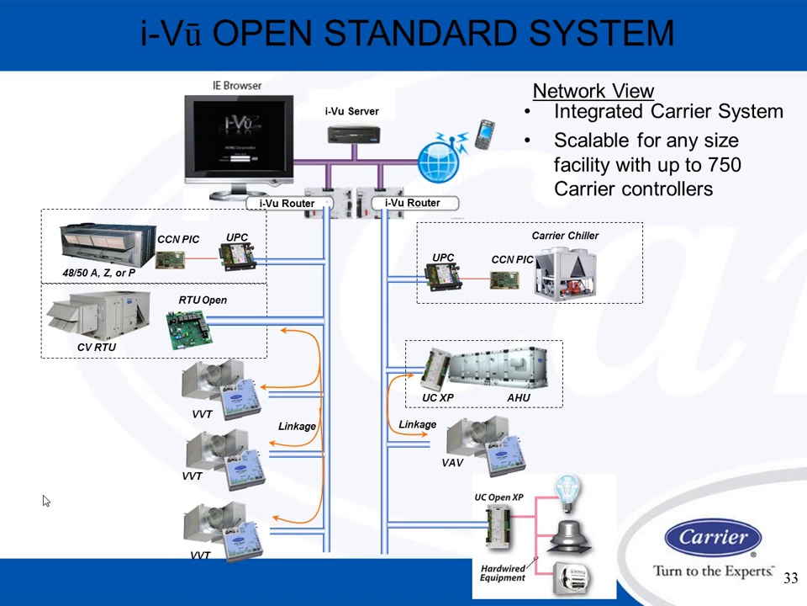On the right side, we're showing a similar type system, only we're using a Carrier chiller with the UPC, along with an air handler. If we had a 39M air handler, we'd be using a UCXP controller on there, and possibly do VAV with that, which would again be using linkage. And any hardwired equipment such as exhaust fans, maybe a lighting system, or an electric meter could also be on the network. And again, this is just the iView standard system.